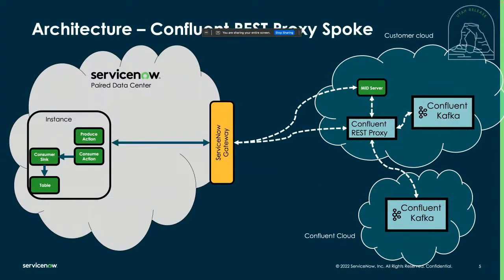If we look at an overview of what the architecture could look like, for this spoke you would configure your environment using Flow Designer. You trigger an action to either produce or consume data, and the action would then connect to the Confluent REST proxy. If the REST proxy has a public IP, then you can connect directly from the instance, or you can use the MID Server to pick up the message and do the communication to the REST proxy for you. And then the REST proxy would connect to either the Confluent Kafka on-premise or the Confluent Kafka in the cloud.